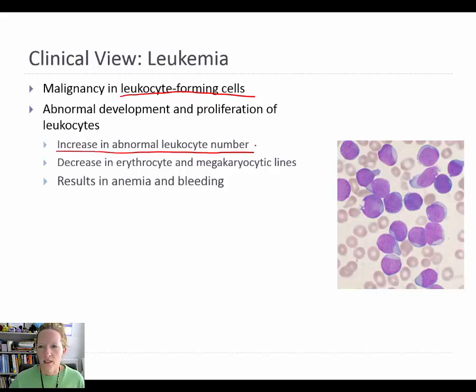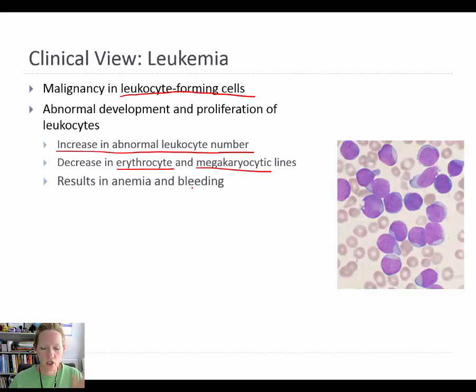Another problem that it causes is because those stem cells are producing so many of these abnormal leukocytes, the erythrocytes and megakaryocytes that they produce are going to be lowered. So they're not producing as many erythrocytes and they're not producing as many platelets. And that is going to, of course, cause anemia because there's not enough red blood cells being produced. And it's also going to cause a problem with bleeding because you don't have as many platelets being produced as well.